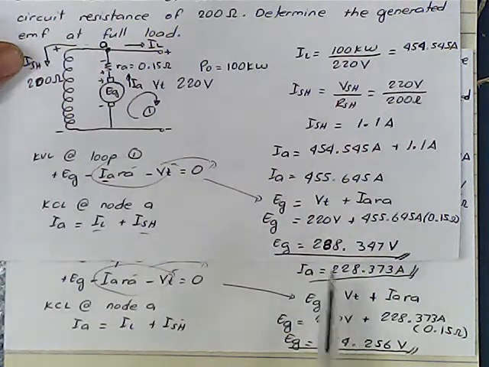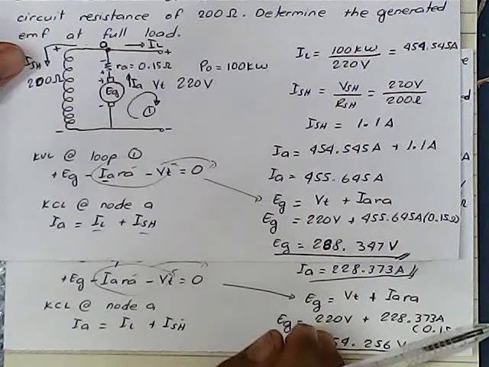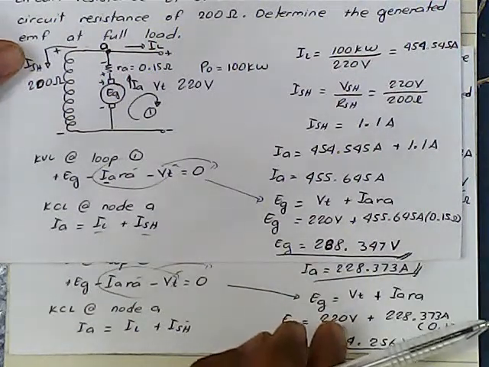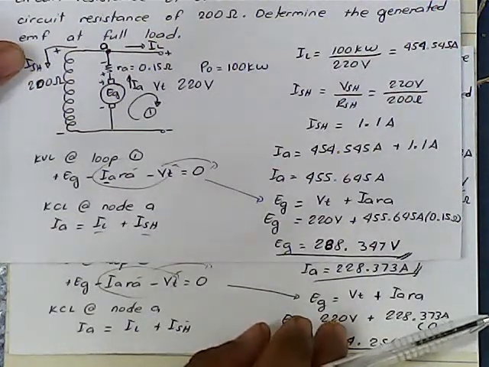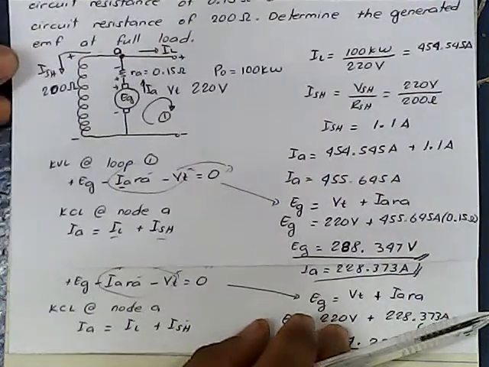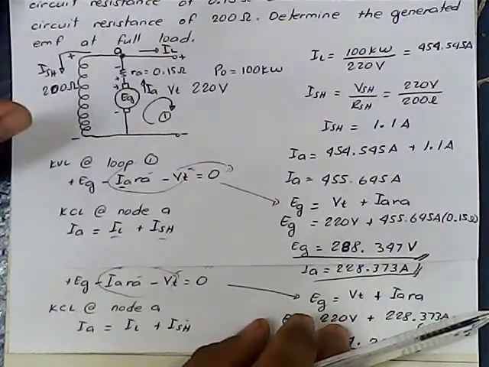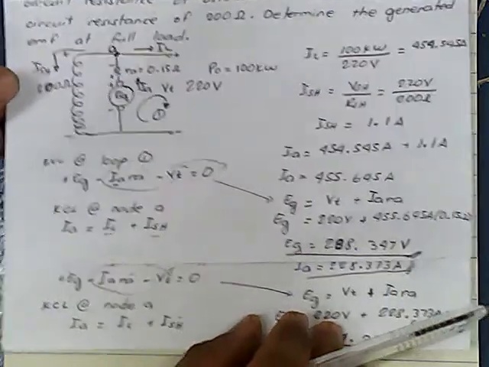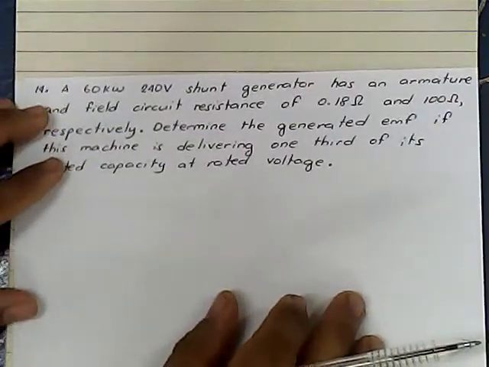So nagbabago-bago yung value ng generated EMF natin. Nakadepende po kung gaano kadami yung sinasaksak nating loads dun sa ating mga generators. It is just the same when it comes to alternators and DC generators. Now let's proceed with problem number 14. Okay, so 3 problems na lang po.